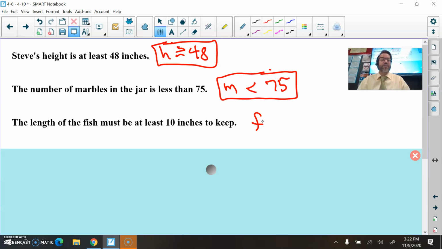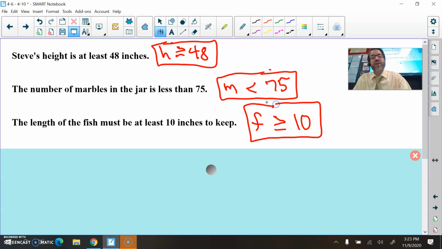All right, the length of the fish, if it's at least 10 inches, it must be more than 10 inches. But would a 10-inch fish be one I could keep here? Yeah, so if it's equal to 10, that would be good also. So this is a situation where I want to include the equal to as well, because if it is 10 inches long, you can keep it. All right, so F is greater than or equal to 10.